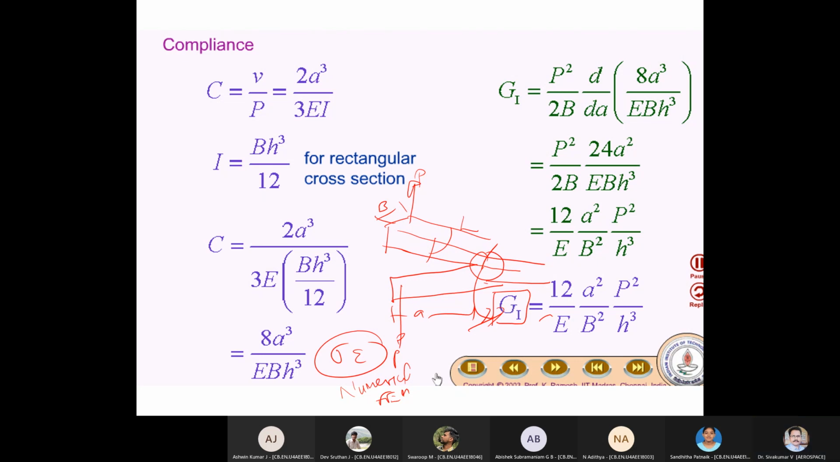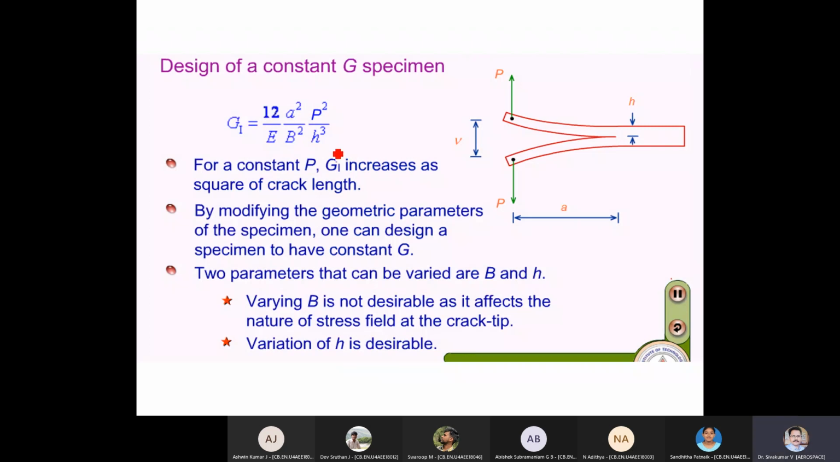The thing is, this statement, what does it mean? Somebody is making the specimen with some geometrical parameters. B may be constant, maybe a unit width or something like that. B is not a problem, but for H and A, people may go with different parameters. That means for the same material and the same load, people may end up with different G's. It may not be correct.